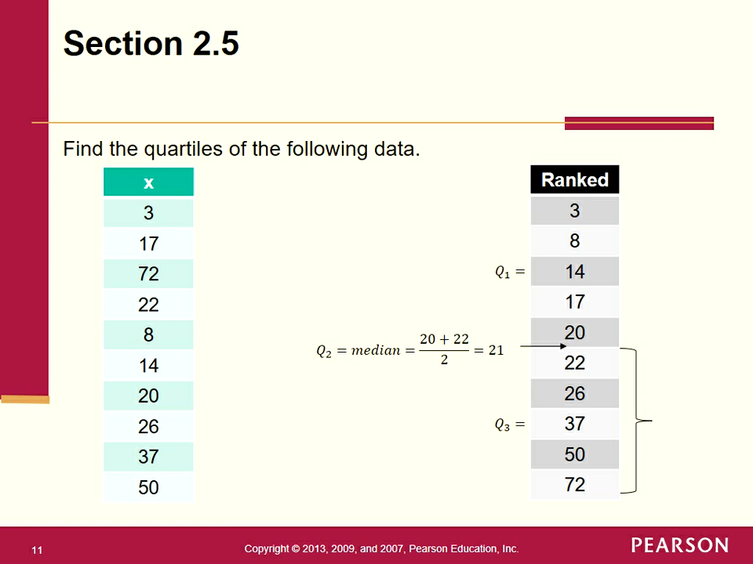The quartiles did their job again. So notice you have 3 to 8, and then you skip Q1, 17 to 20, skip Q2, 22 and 26, skip Q3, 50 and 72. So it separated the data set into 4 equal parts. Okay, quartiles.